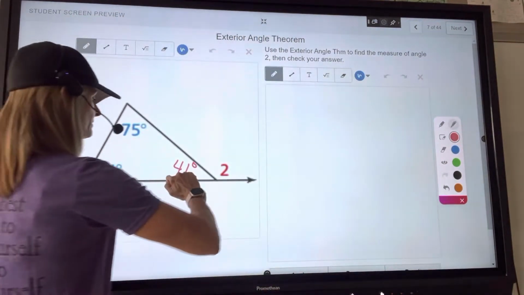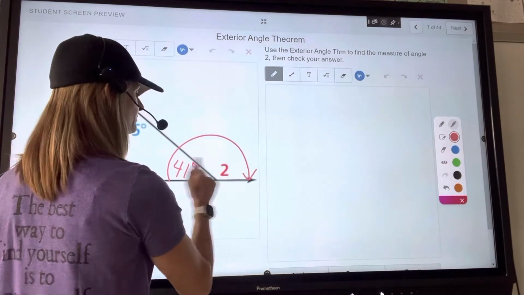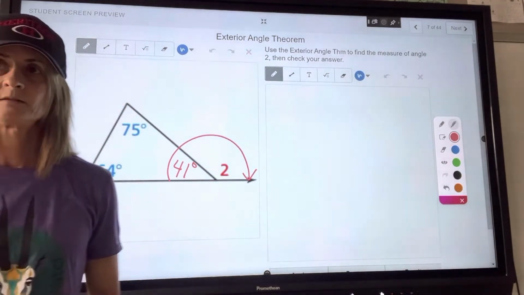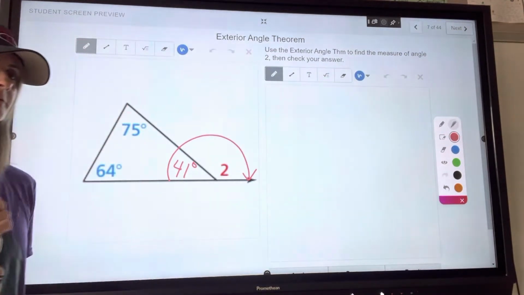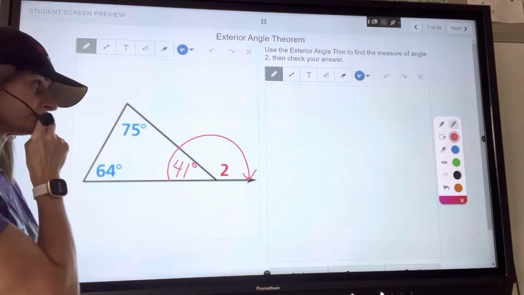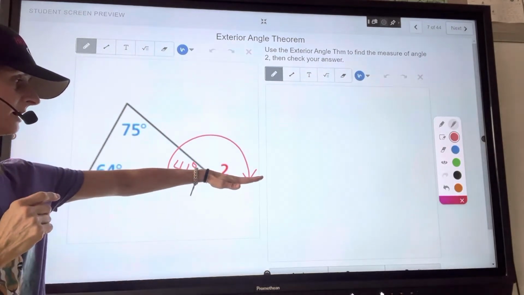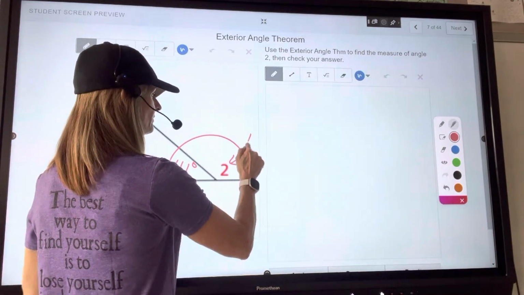Now, we also know that this is a straight line, so the sum of those 2 angles is 180. So what's the measure of angle 2? Together they make a straight line. 139. So the measure of angle 2 is 139.